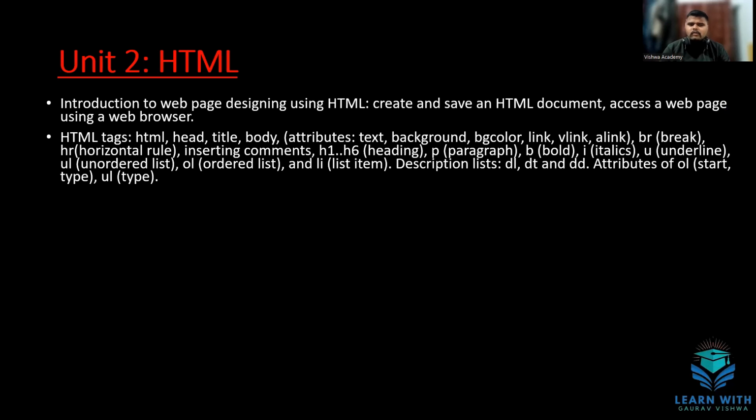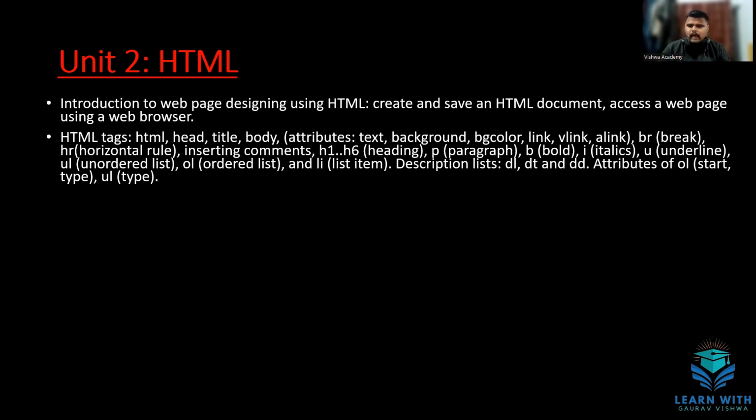Body includes some attributes called text, background color, link, vlink, alink, break, horizontal rule, and inserting comments, that is, how you are going to insert comments, which show what you are going to do. If you are going to make a form and you send your code to anybody, they can understand what you are doing from here.